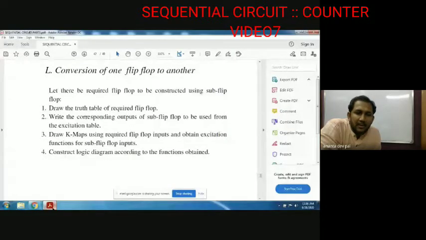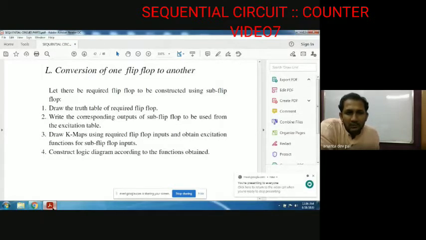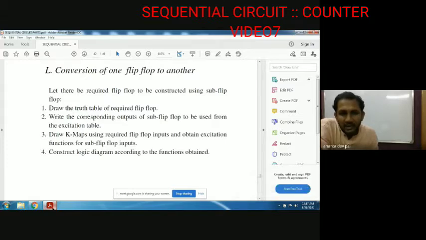Let there be a required flip-flop to be constructed using a sub flip-flop. These are the four steps. First of all, we have to draw the truth table of the required flip-flop. Number two, write the corresponding output of the sub flip-flop to be used from the excitation table. Number three, draw the K map using the required flip-flop inputs and obtain the excitation table of the sub flip-flop input. And number four is construct the logic diagram according to the function obtained from the K map.